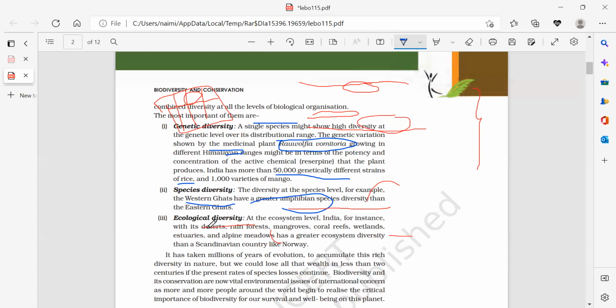The third one is ecological diversity. At the ecosystem level, India, for instance, with its desert, rainforest, mangrove, coral reefs, wetland, estuaries, and alpine meadows, has greater ecosystem diversity than a Scandinavian country like Norway. So it is ecological diversity. In India, ecological diversity means there are mangroves, coral reefs, wetlands, and estuaries. These show the different types of diversity, the ecological diversity. So it is all about the different types of diversities.